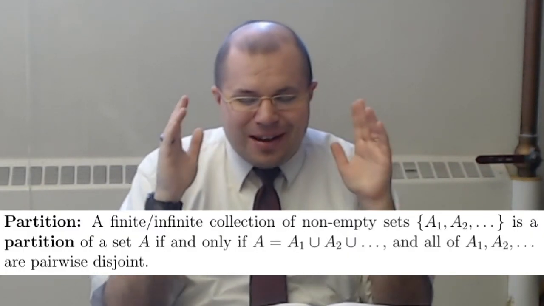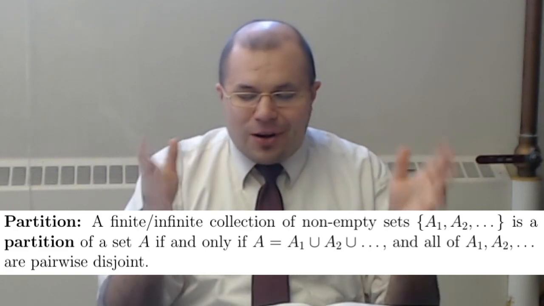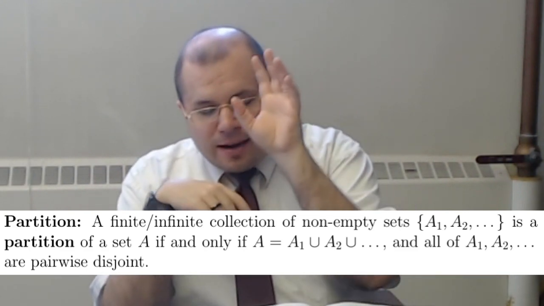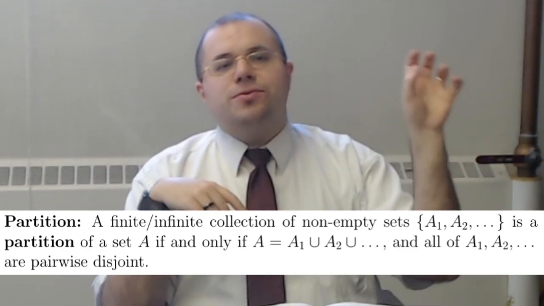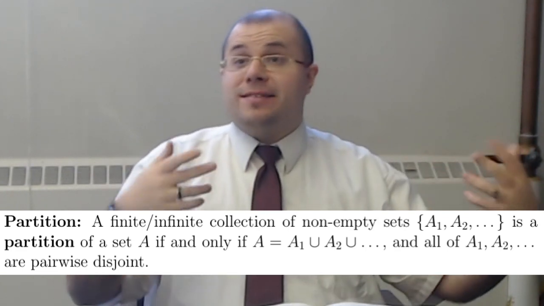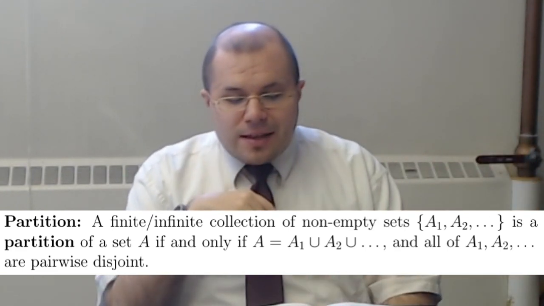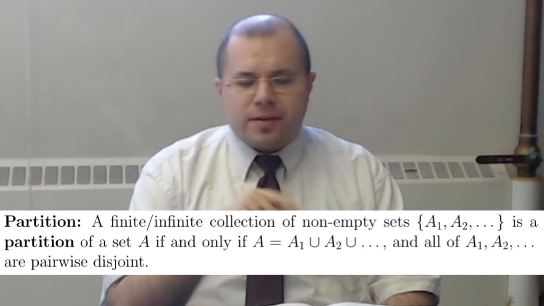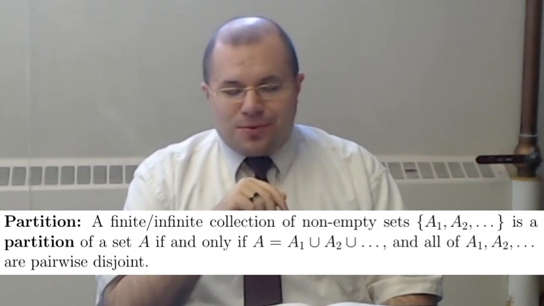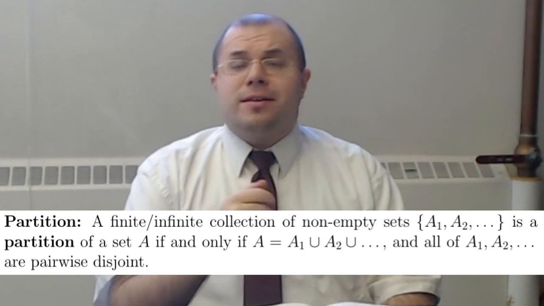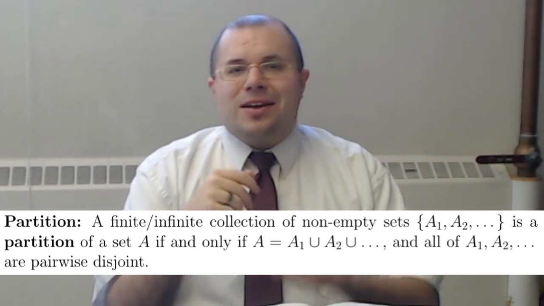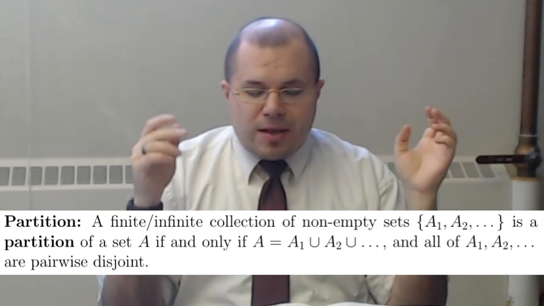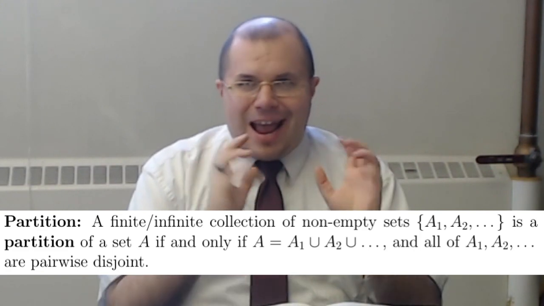If I give you a finite or infinite collection of non-empty sets, so this is just a set with other sets in it, and I'm going to call them A1, A2, and so on. This is just a set with sets in it, a collection. We call it a partition of the set A, if and only if two properties hold. The first property is that if I take the union of all of these elements that are in my collection, A1, A2, there might be an A3, there might be an A4, I take the union of all of them, I get A.